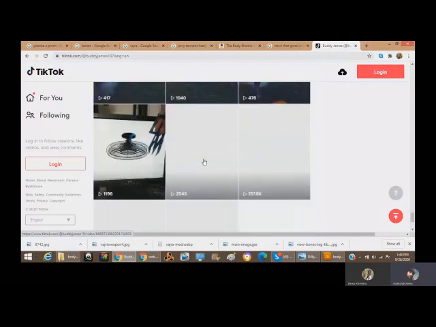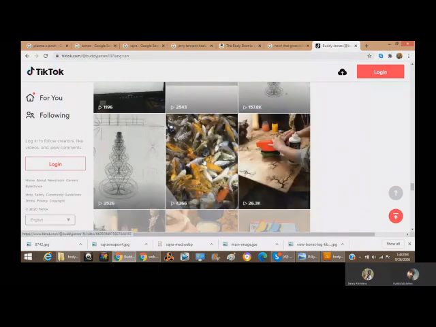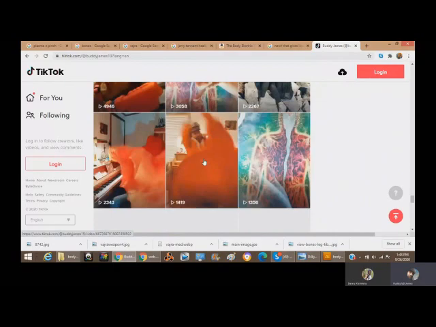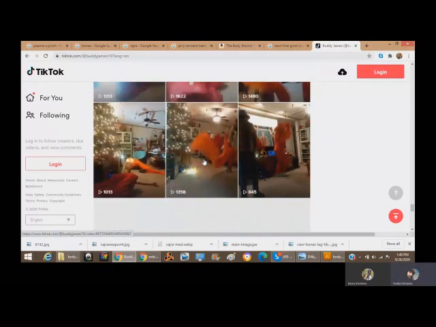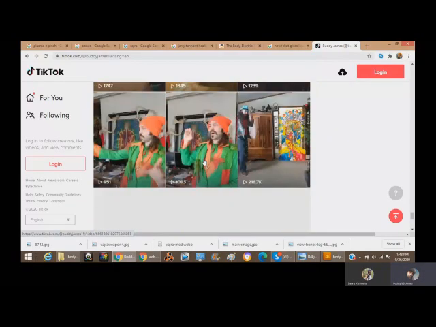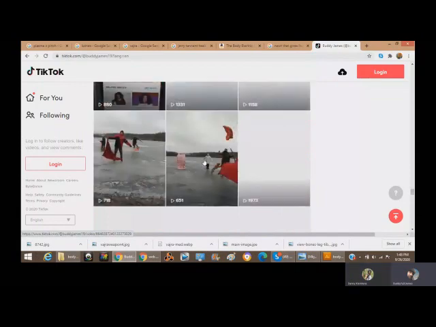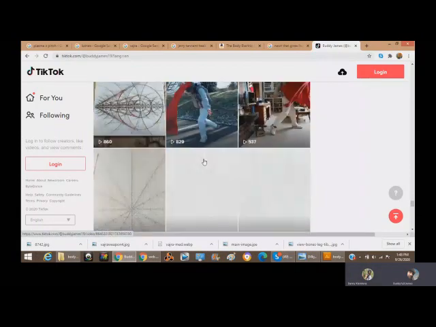But these, I guess Donald Trump did take TikTok down. The first one I opened, it said my page wasn't available. I'm like, oh no. Guess Trump won, but now I guess he didn't.